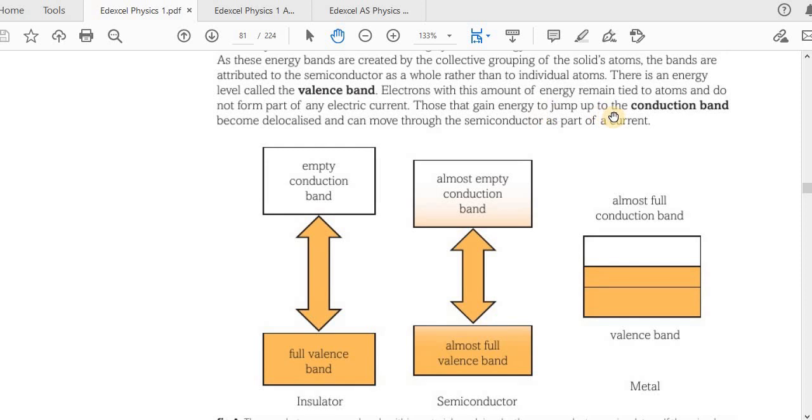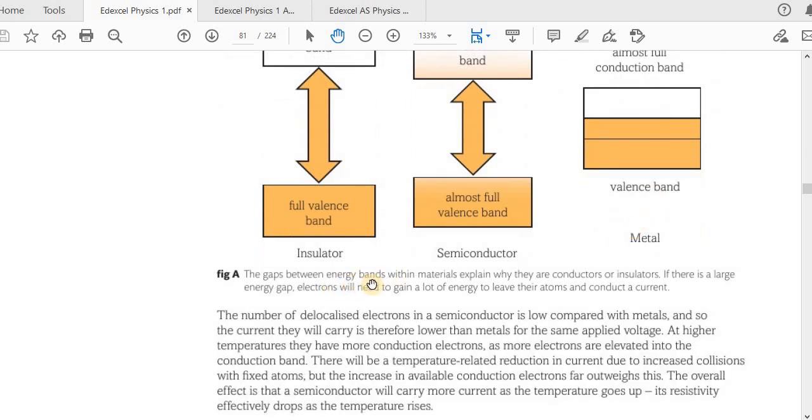Those that gain energy and jump up to the conduction band become delocalized and can move through the semiconductor as part of a current. So for the material to be conducting, there should be electrons in the conduction band. This is an insulator because it doesn't have electrons in the conduction band. This is a semiconductor because it has some electrons in the conduction band. Metal already has an almost full conduction band. That's why metals are good conductors.